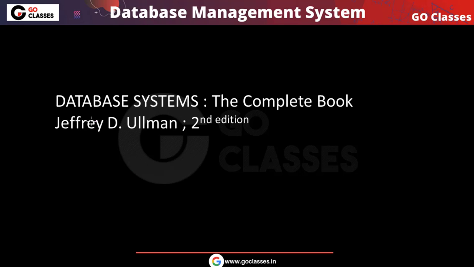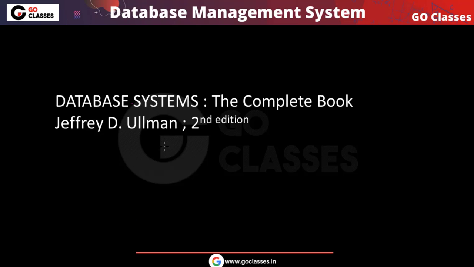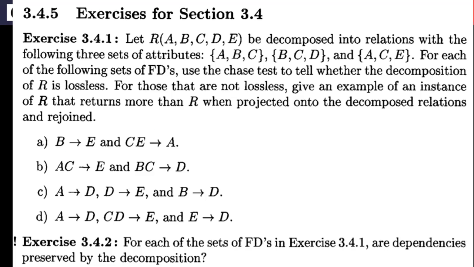This is another Database Systems: The Complete Book by Ullman exercise question. You can find this question in this book. Let's solve it. In this question, a relation is given to you: relation R(A, B, C, D, E), with 5 attributes, and it is decomposed into 3 relations. This is a non-binary decomposition because we have 3 sub-relations: ABC, BCD, ACE.